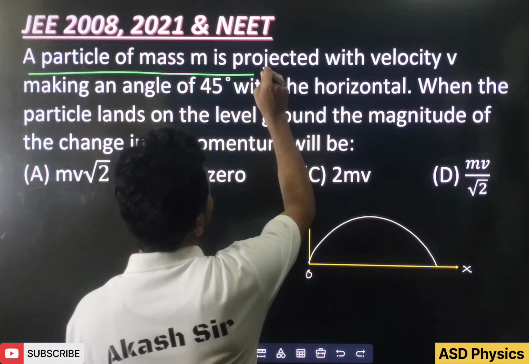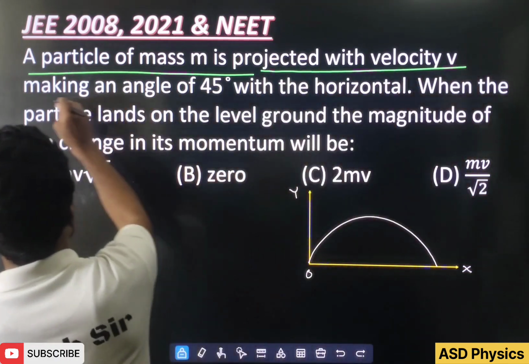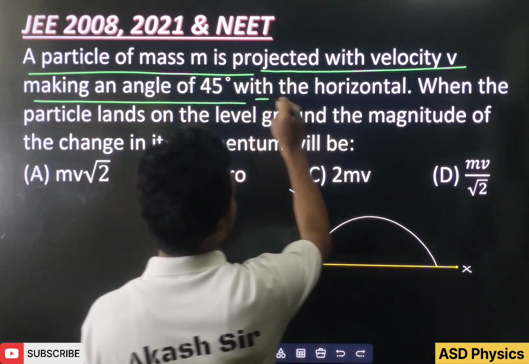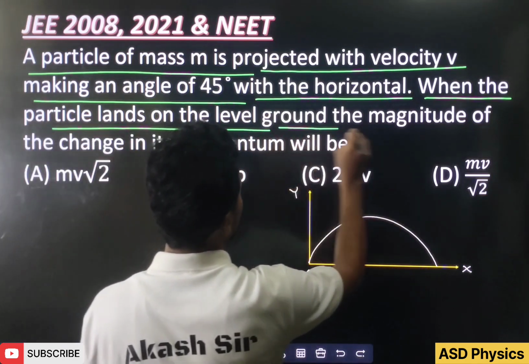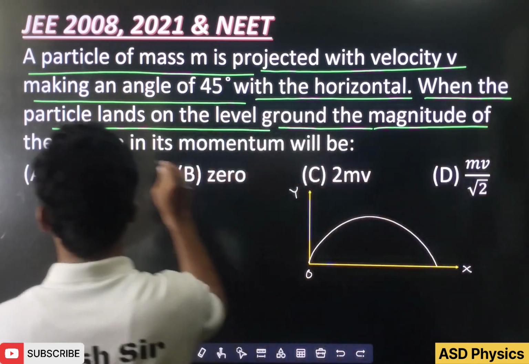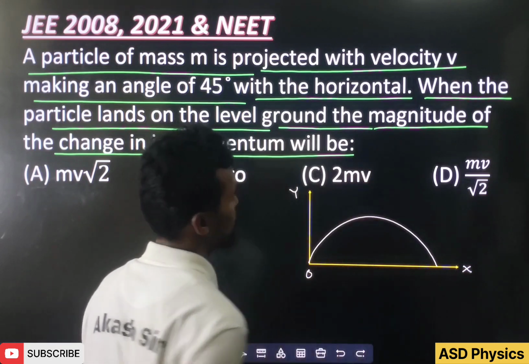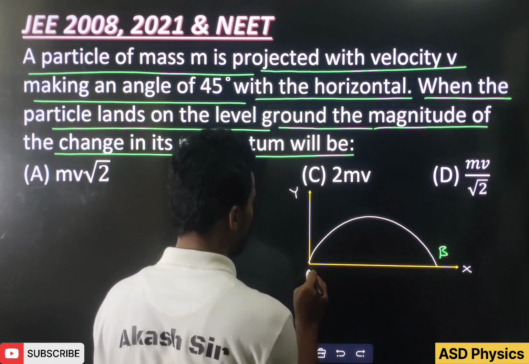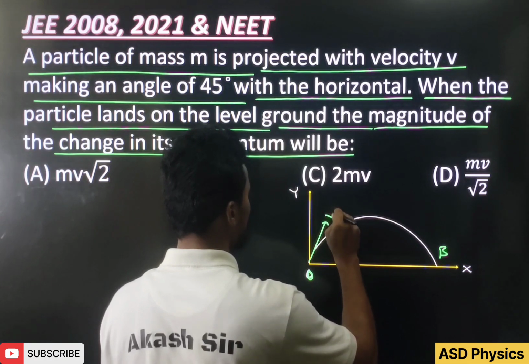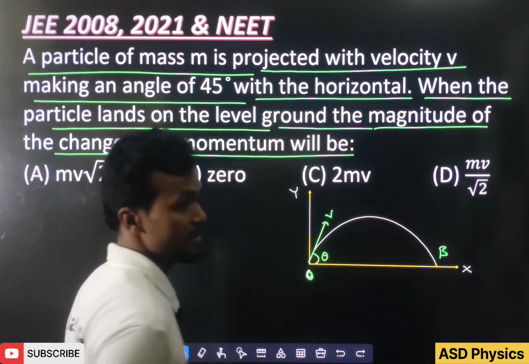Now students, let's see, this question came in JEE 2008, important for NEET also. A particle of mass M is projected with velocity V, making an angle of 45 degrees with the horizontal. When the particle lands on the level ground, what is the magnitude of the change in its momentum? So it strikes at point B, projected from point O with velocity V, making angle theta.